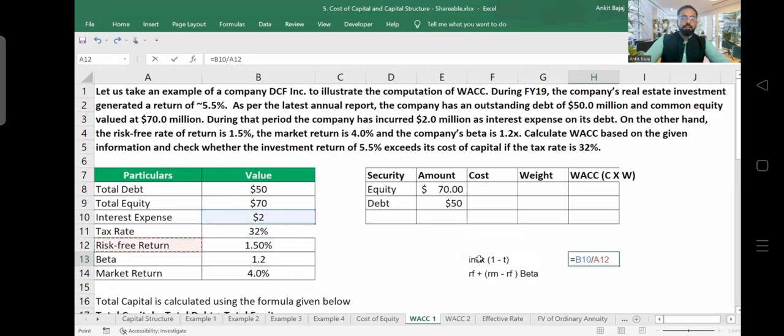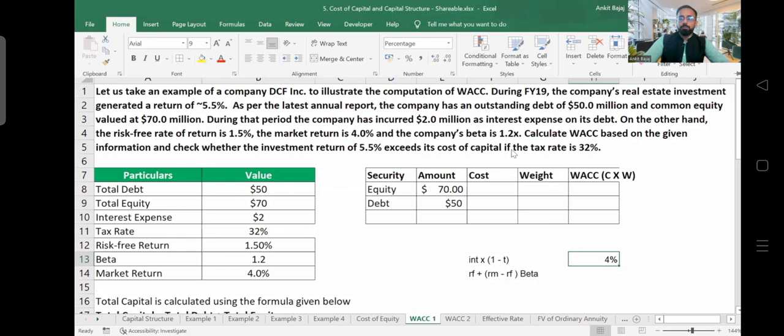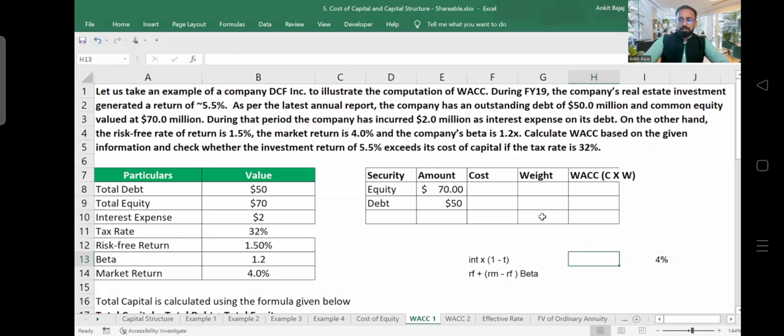And what is the total value? Total debt value is 50 million. So what is going to be the interest cost? Interest cost in terms of percentage is going to be 4%, right? This is your interest cost.